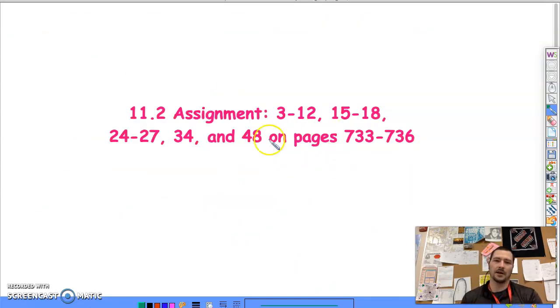And here's your assignment for today. Just a little hint: when you get to number 48, that's a review problem. It's talking about similar triangles. Remember that similar triangles are proportional, so you have the same ratio from triangle to triangle. And that holds true with the perimeters as well.